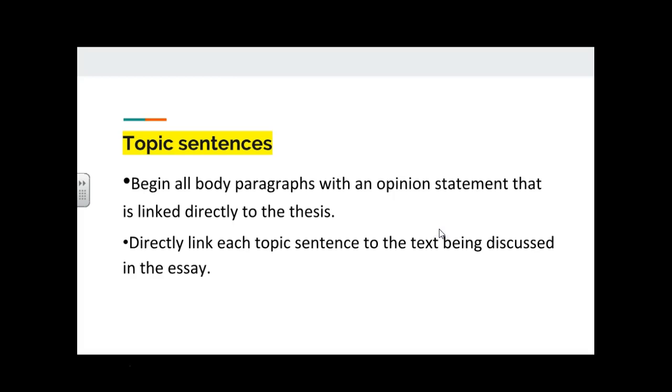Alright, so first thing we're going to look for in our sample paragraph is the topic sentence. So you're going to begin all paragraphs with an opinion statement that is linked directly to the thesis. We already talked about that, okay? So your first couple sentences should be related to that main point in the thesis. Directly link each topic sentence to the text being discussed. Okay? So let's look at our sample essay.